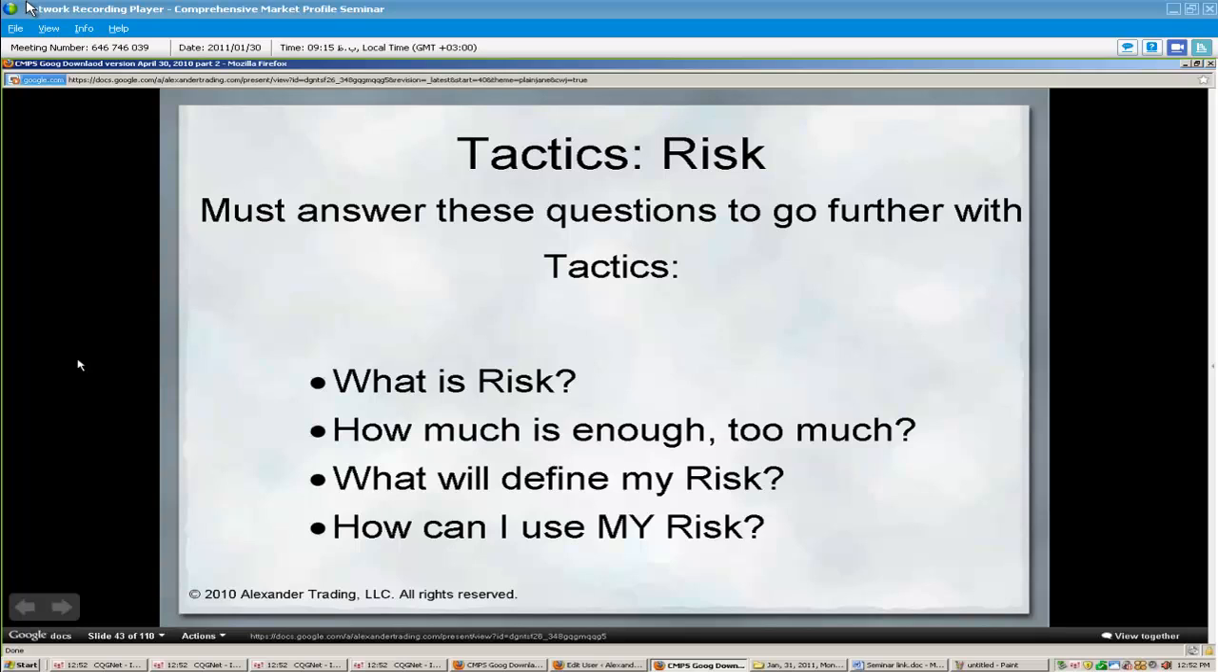Let me give you an example. You can have a trading system that has 70% winning trades. And if you over-leverage your account, it's not if you're going to blow up, it's when. And this happens all the time. This happens to hedge funds.